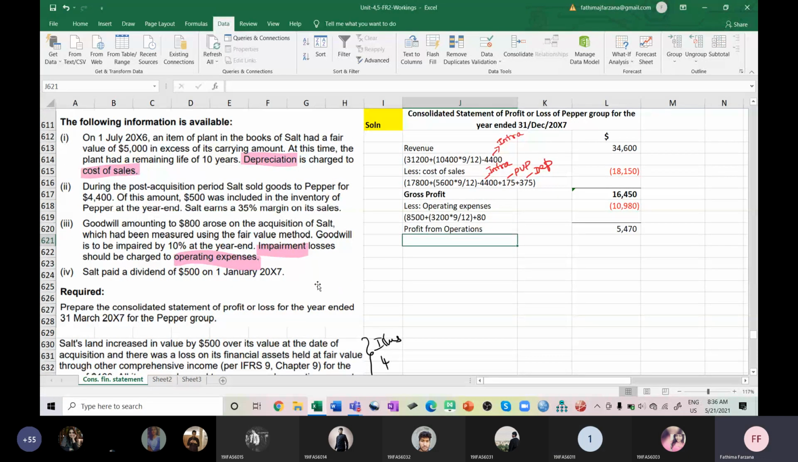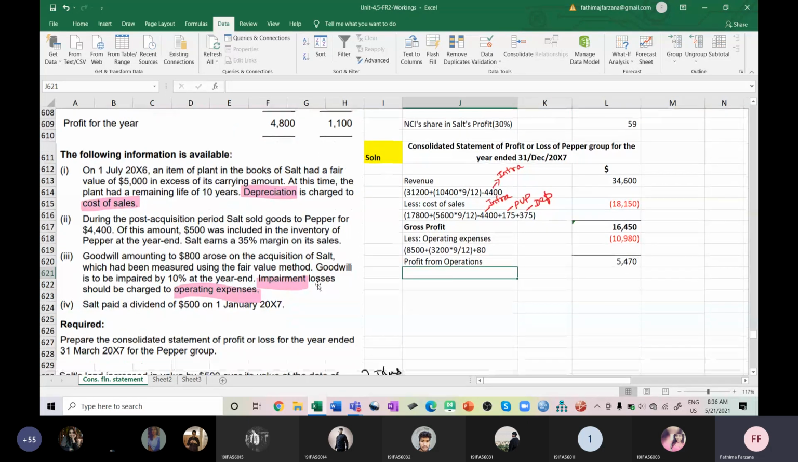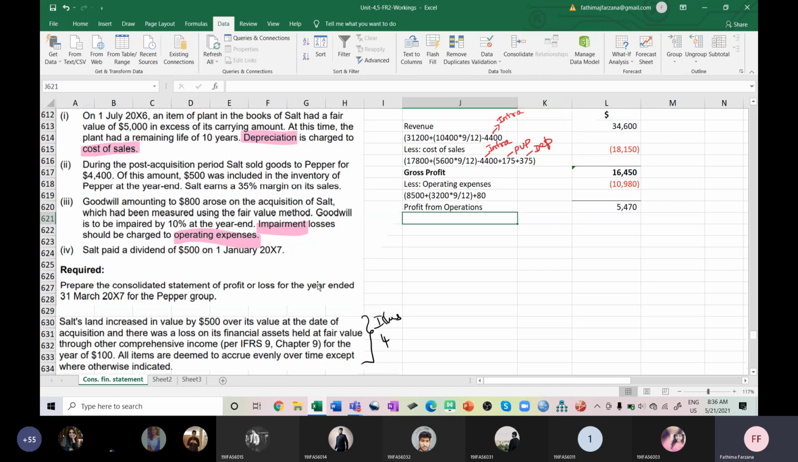When they are paying dividend on 1st Jan 2007, tell me, dividend will be paid at any point in time. It can be a current year dividend or it can be an interim dividend, whatever it be. 500 is paid as dividend on 1st Jan 2007. Tell me.